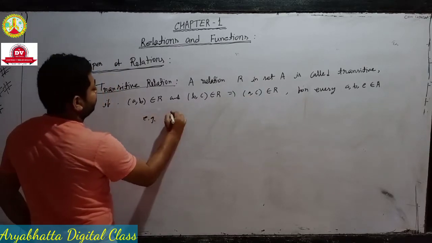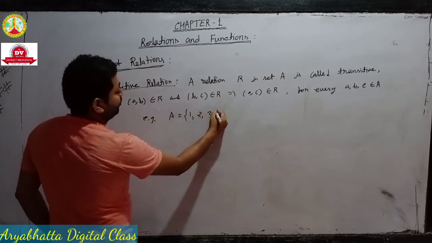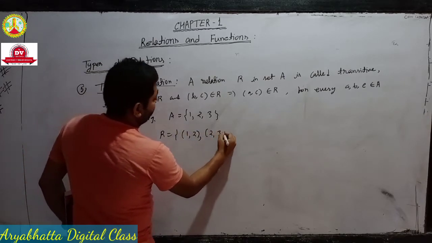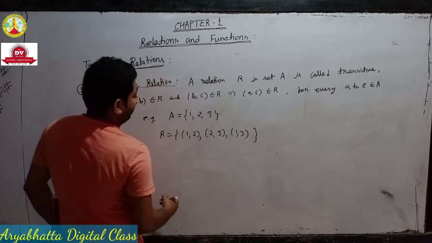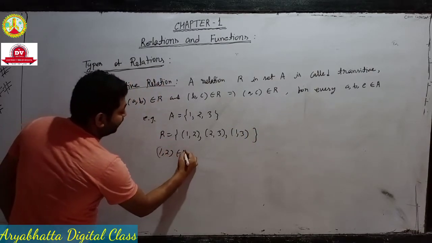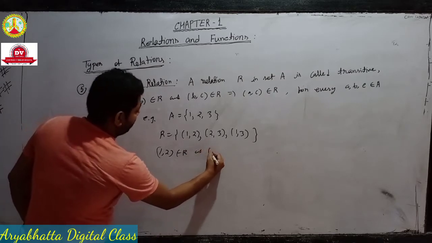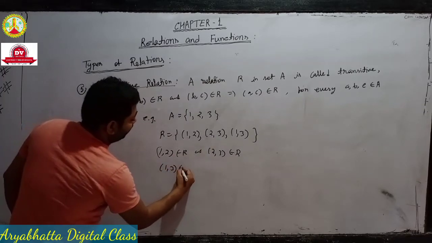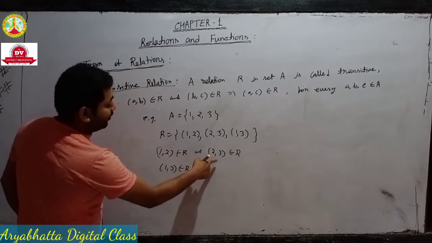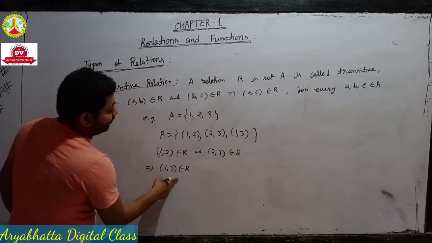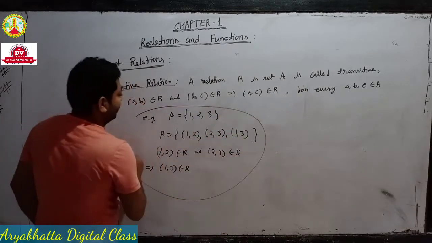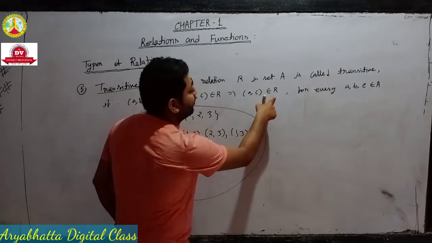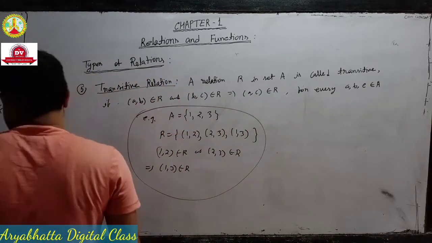For example, A is a set of the elements 1, 2, 3 and the relation (1, 2), (2, 3), (1, 3). Here (1, 2) belongs to R and (2, 3) belongs to R. Also (1, 3) belongs to R. (a, b) belongs to R and (b, c) belongs to R implies (a, c) belongs to R. Therefore, this relation is called a transitive relation, for every a, b, c belonging to set A.